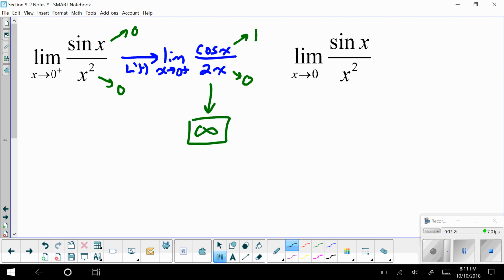Hopefully this is helpful. If you try out the second limit there on your own, you should get that the second limit is approaching positive infinity. Or, I'm sorry. The second limit should be approaching negative infinity, I believe.